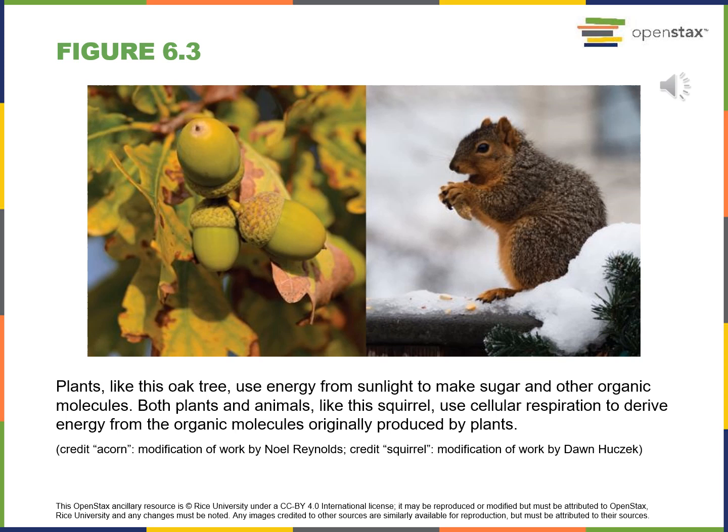Figure 6.3. Plants, like this oak tree and acorn, use energy from sunlight to make sugar and other organic molecules. Both plants and animals, like this squirrel, use cellular respiration to derive energy from the organic molecules that plants originally produced.